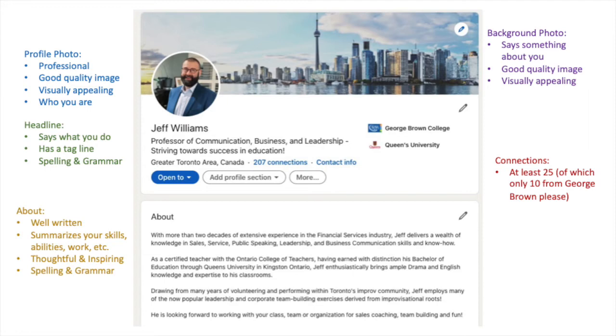And then the About section. This is important. It needs to be well written, obviously, but it needs to summarize your skills, your abilities, your work, etc., whatever you want to highlight. Now, I've chosen to write mine in the third person, so it's like somebody else is promoting me. You don't need to do it like that, and I've seen lots of successful LinkedIn profiles that are written in the first person.